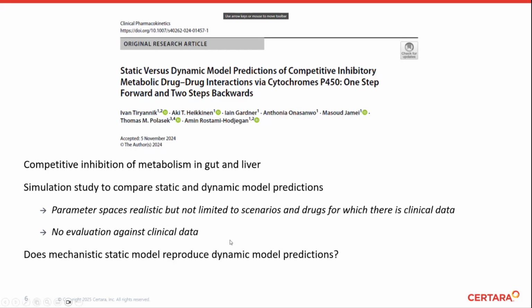And the question we wanted to address was whether the mechanistic static model reproduces dynamic model predictions, as the papers I referred to in the previous slide suggested is possible in some cases. And maybe more importantly, whether we could actually foresee, just based on the mechanistic static model predictions, whether we would expect to have a discrepancy between these models or not.